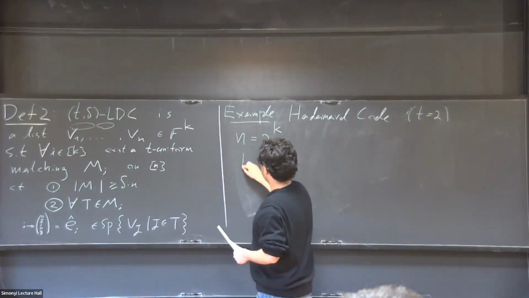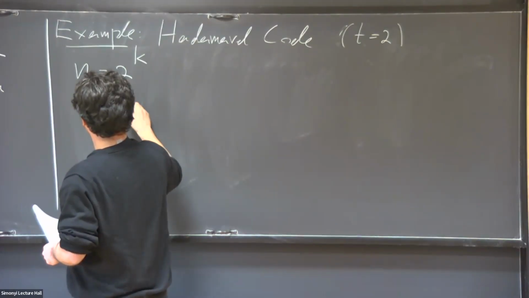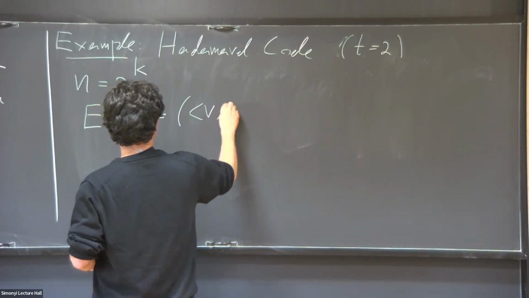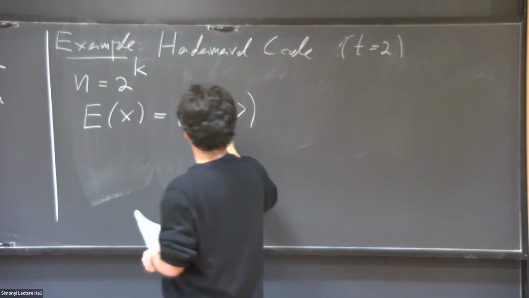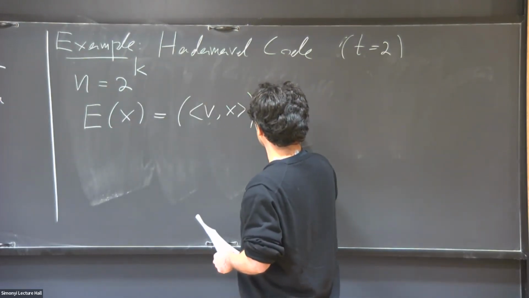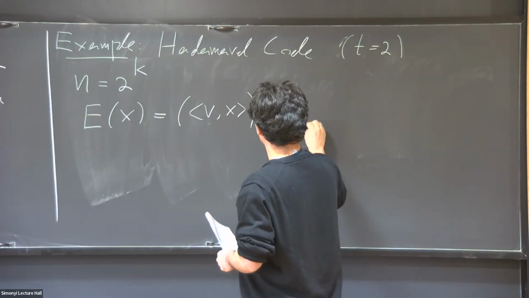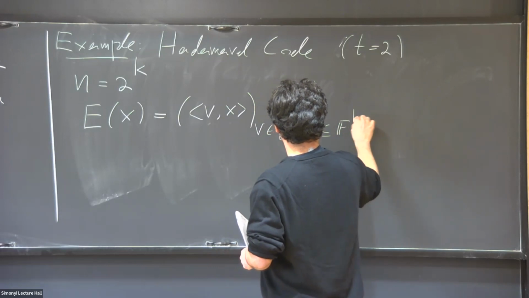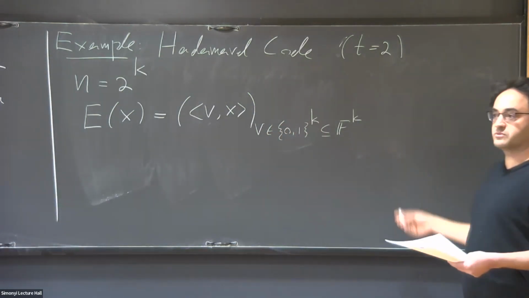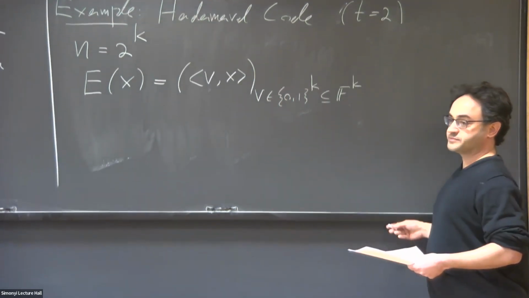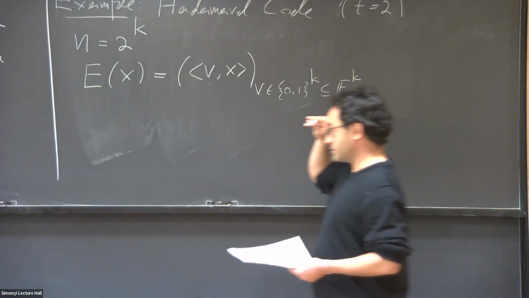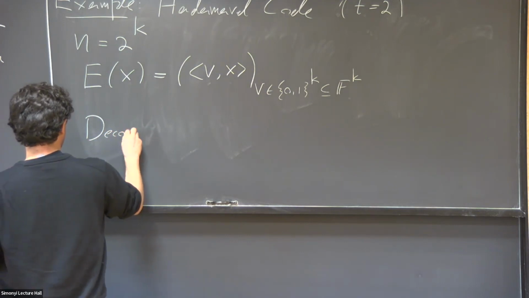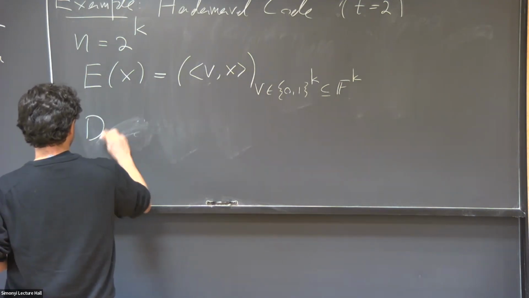The code is very simple. F(x) is all the inner products with binary vectors. Think of this as a subset of any field. There's always 0 and 1, so I can do this. And the decoder is very simple. Let's just call it B of i.